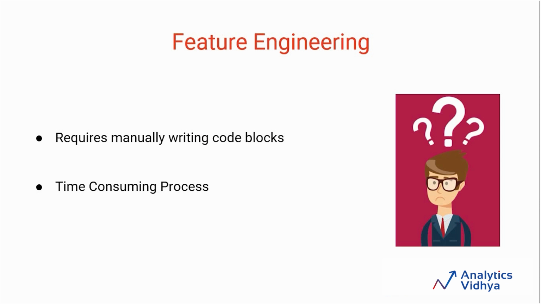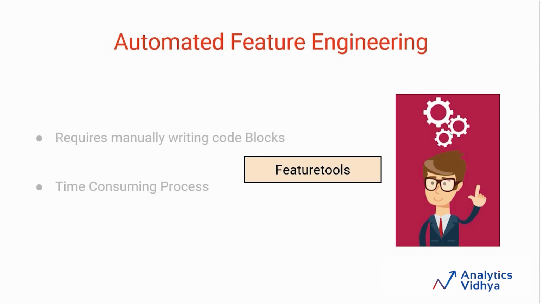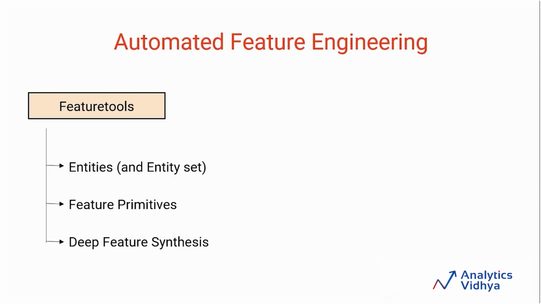Is there any way we can automate this whole process of creating new features? Yes, we can. There's a library called Feature Tools, which is an open source library for performing automated feature engineering. Let's understand how it works. There are 3 important components of feature tools: entities, feature primitives, and deep feature synthesis.